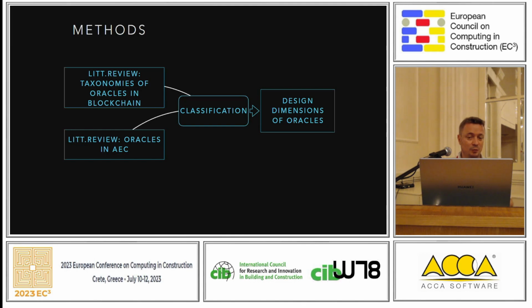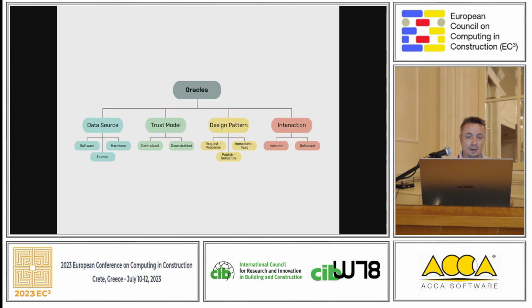AEC. And through that, we created a classification, and also combining our experience, we ended up with the design dimensions of oracles and a sequence that we think every researcher should consider when they're designing one. But also through this, we ended up with a classification that emerges out of 3 or 4 papers. So when you're discussing an oracle, you have to consider the data source, the trust model, the design pattern in terms of behavior, and then the interaction with the blockchain itself, but also the interaction with humans.